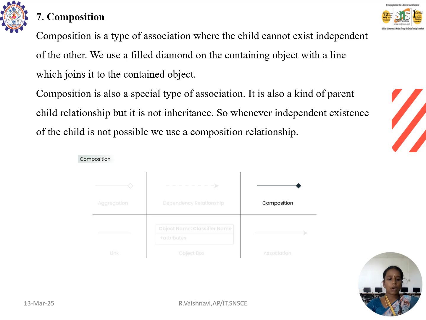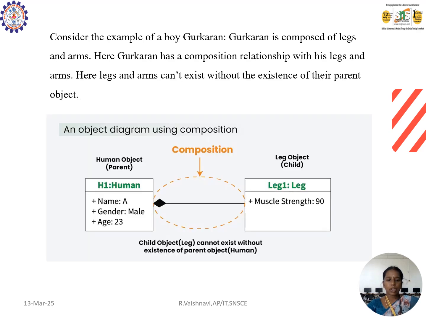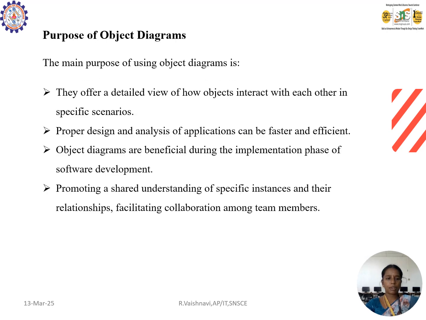Seventh one will be the composition. Composition is a type of association where the child cannot exist independent of the other. We use a filled diamond on the containing object with the line which joins it and the contained object. Here we have an example for the composition. We have the object as a human, that is parent, and then another object is a leg, that is a child. Here the child object, that is leg, cannot exist without the existence of the parent object, that is human.